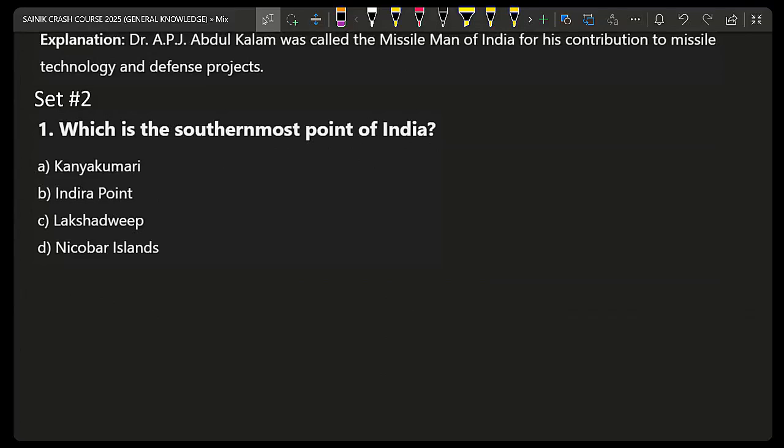Students are really confused for this question. Almost all the options are getting an equal number of votes. Option A, Kanyakumari. Option B, Indira Point. Option C, Lakshadweep. And option D, Nicobar Islands.